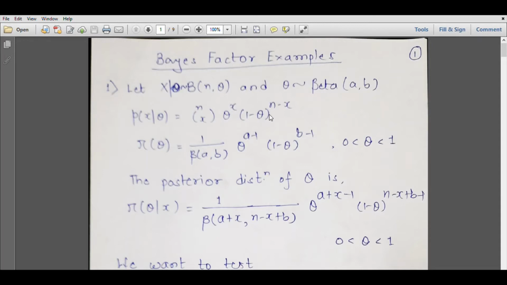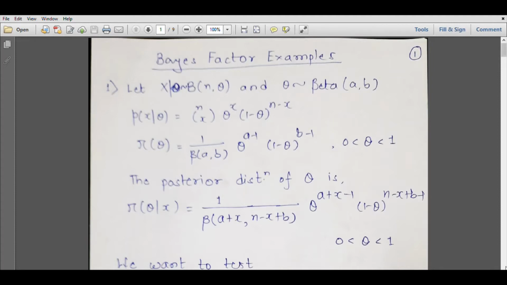So in the first example I have considered the simplest situation, that is we have a random sample of size n from a binomial distribution with parameters n and theta. We are assuming theta to have a beta distribution with parameters a, b. Then we know that if the prior is beta(a, b), the posterior will be beta with parameters a plus x and n minus x plus b.